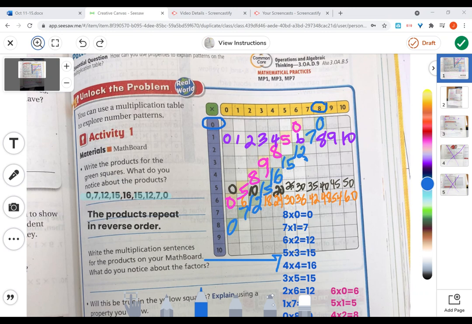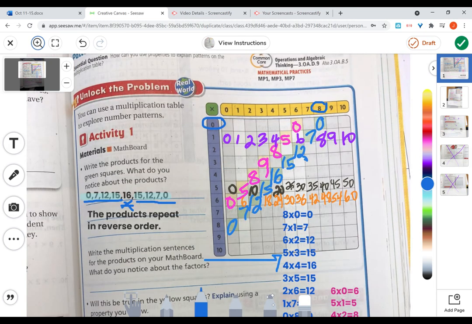And so the thing that I notice about this is that when I write down my products, I can see that I've got 0, 7, 12, 15, and then I get this 16, which is my 4 times 4, and then I get this 15, 12, 7, and 0 again. So I get those same products. It's just that they're in reverse order.